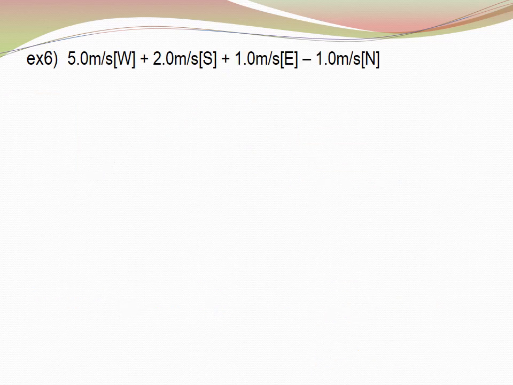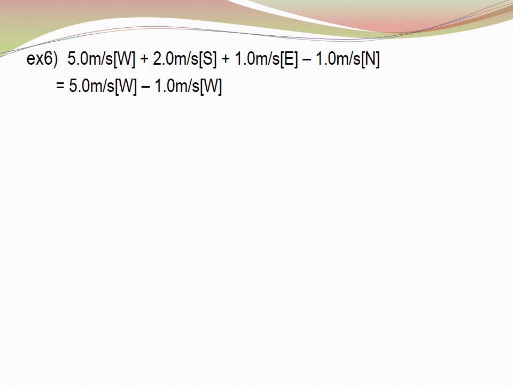Our last example: 5 meters per second west plus 2 meters per second south plus 1.0 meters per second east, subtract 1.0 meters per second north. Let's start with the west. I have 5.0 meters per second west, and I have 1.0 meters per second east. West is going to win this battle, so I'm going to write them both as west. So 5.0 meters per second west will remain 5.0 meters per second west, and the 1.0 meters per second east will become negative 1.0 meters per second west.